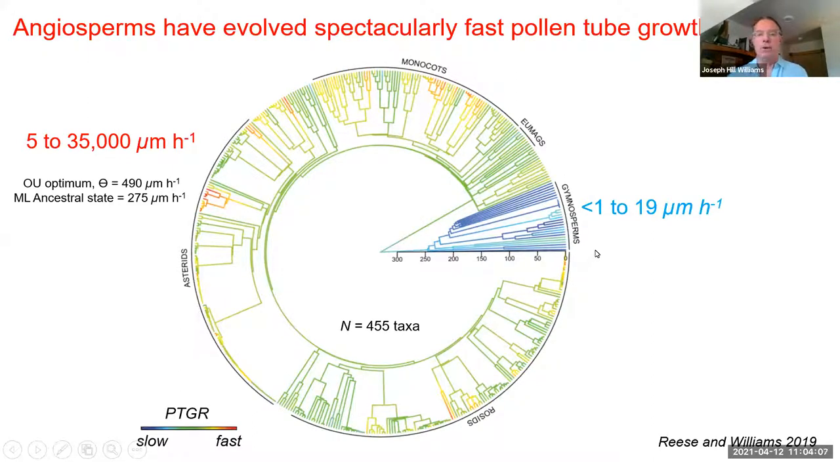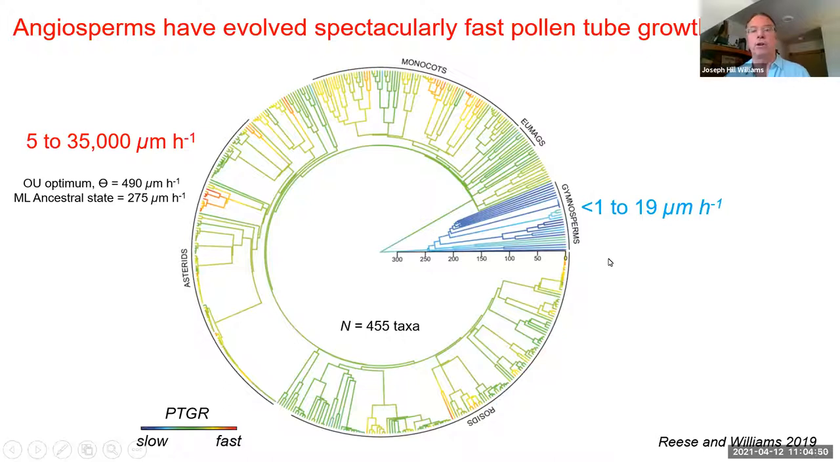But really it shows that angiosperms have evolved a spectacularly diverse range of pollen tube growth rates, and spectacularly fast when you compare it to any other kind of tip growing cell known in biology and to any other kind of pollen tube. Gymnosperm pollen tubes really only grow at 19 microns an hour at the most. And you can see all these independent origins of really fast pollen tube growth in eumagnoliids, monocots, asterids, rosids, you have these accelerations of pollen tube growth rate. You have slowdowns as well, but on the whole, angiosperms have developed these fast growth rates.